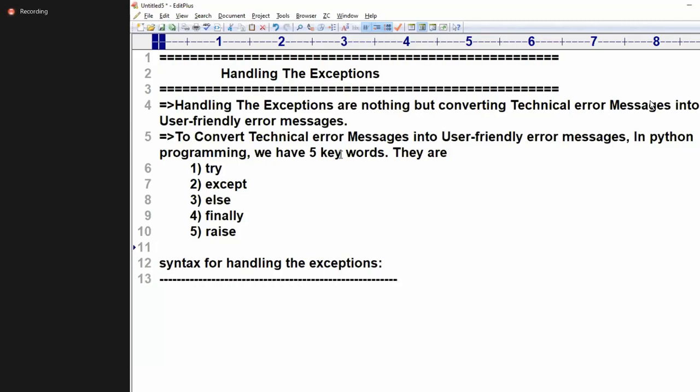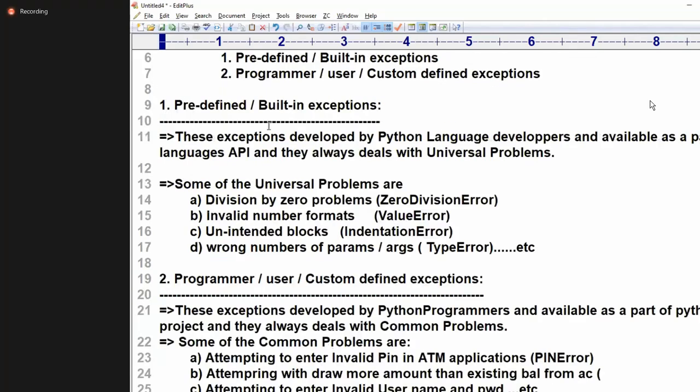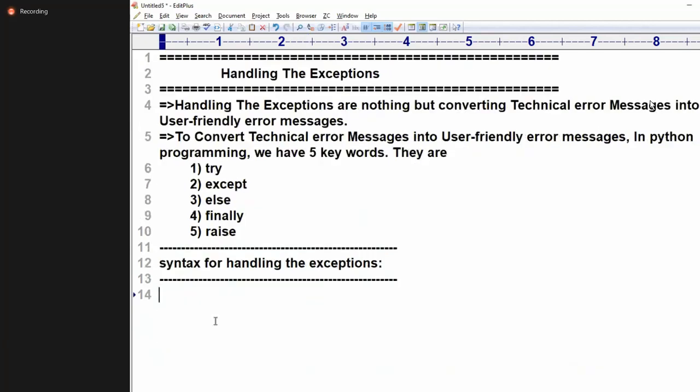So previously, what I was discussing here was types of exceptions. How many types of exceptions do we have? Two types of exceptions are there. Predefined exceptions, who developed them? Yeah, good. Python language developers. Where are they available?